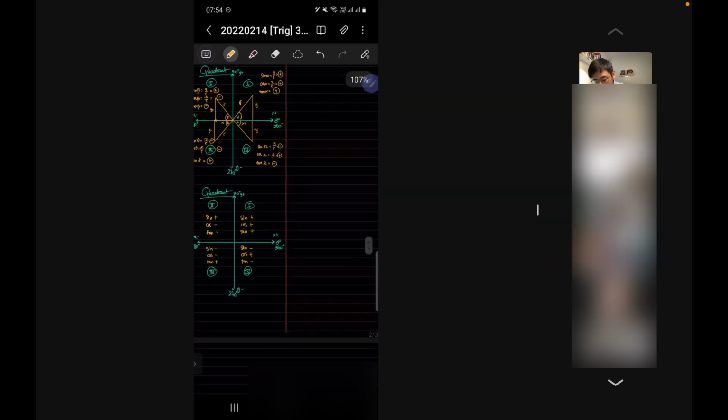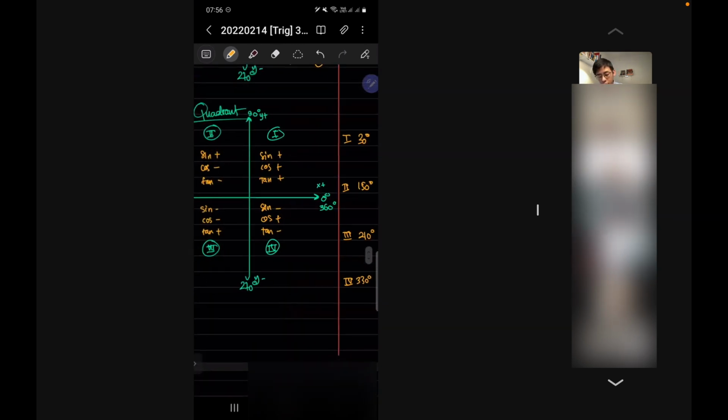Okay, now I'm giving you the ultimate example. Let me use 30 degree, and then 150 degree. This is in the first quadrant, this is in the second quadrant. In the third quadrant we use 210 degree, and in the fourth quadrant we use 330 degree. Okay, using the same angle.